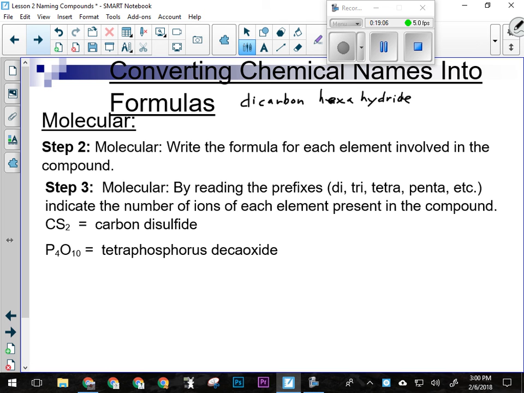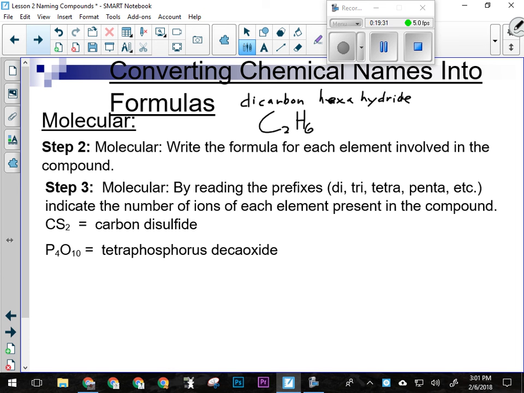Okay, let's say I had dicarbon hexahydride. So carbon is one of them, and how many are there? 2. And there's hydrogen, how many? 6. That's it. Okay. Writing the formulas for molecular compounds is really easy. You just need to remember what the prefixes stand for, and you're set. There's no dropping and swapping. You don't have to reduce anything.